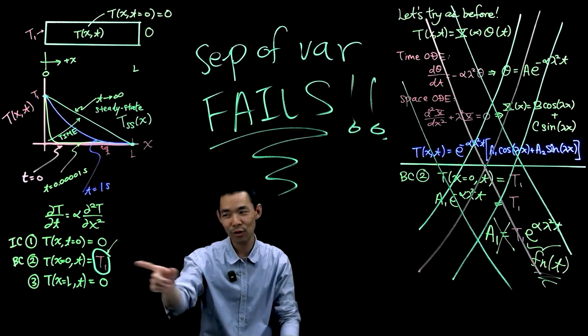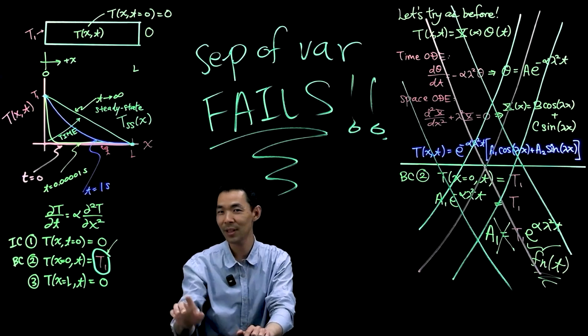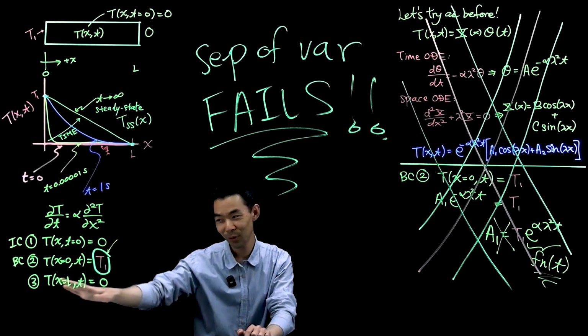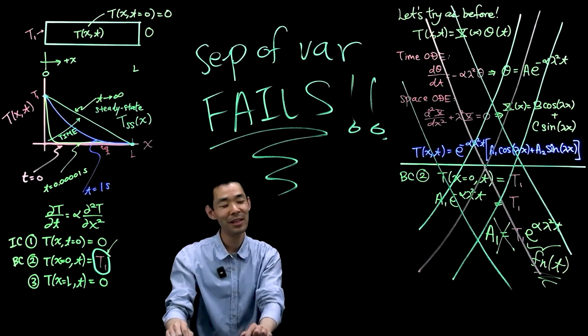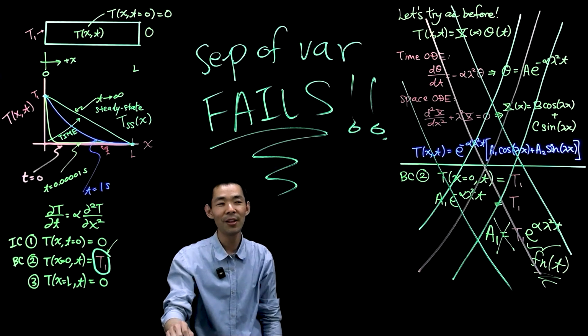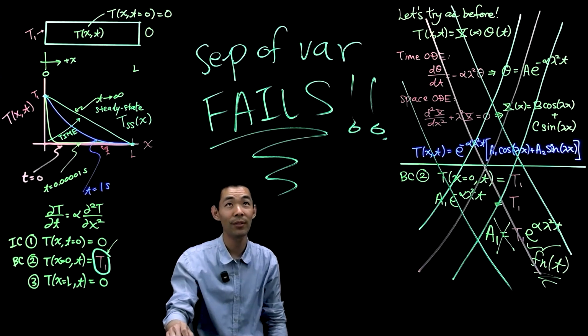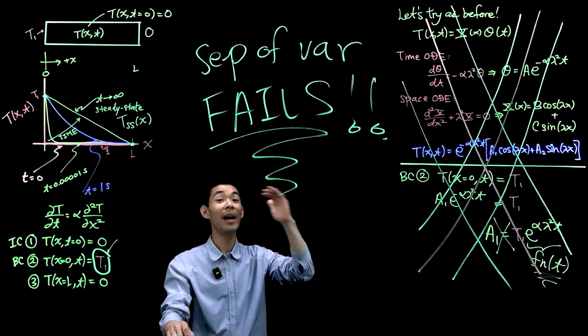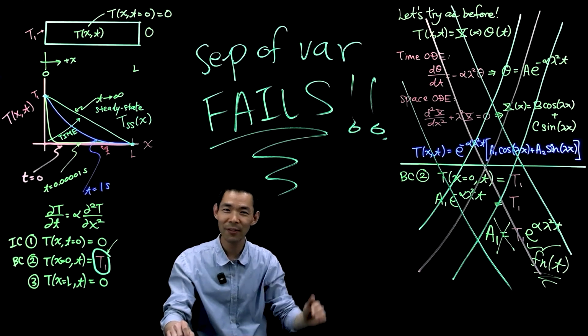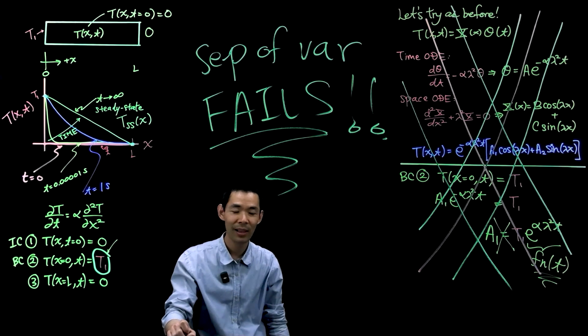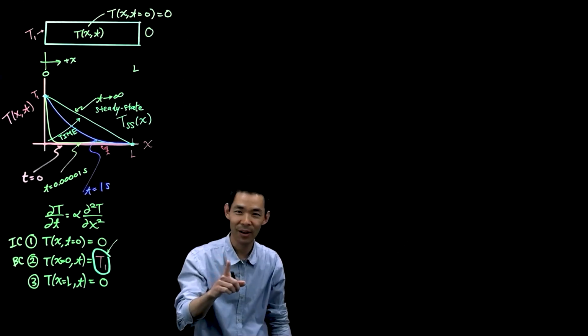And you can check, you can try the other 2 boundary conditions. It's not going to help you. The initial condition isn't going to rescue you either. So fundamentally, it has failed. Separation of variables has failed in this case. Why does it fail? Think about it for a little bit.